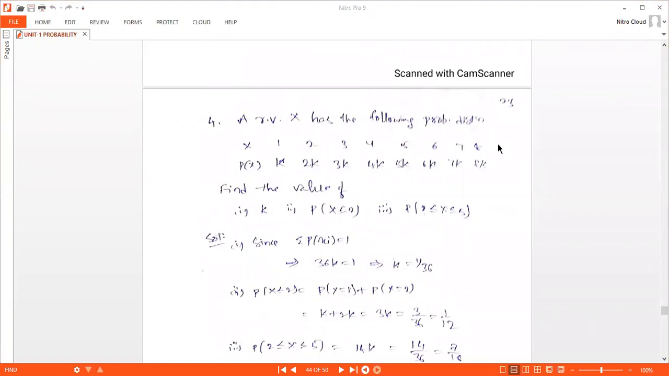Next problem. A random variable capital X has the following probability distribution. The probability distribution is given with X and P of X values, X values from 1 to 8, and the corresponding probability values are given. So we need to find the value of K, and probability of X less than or equal to 2, and probability of 2 less than or equal to X less than or equal to 5.